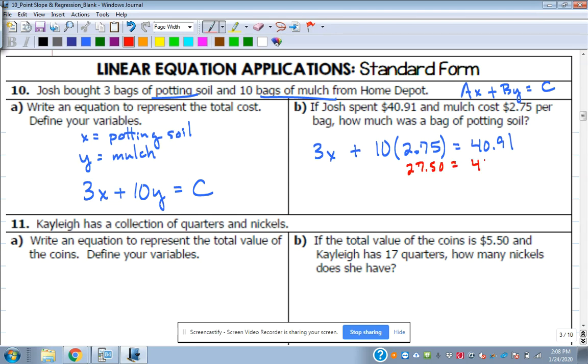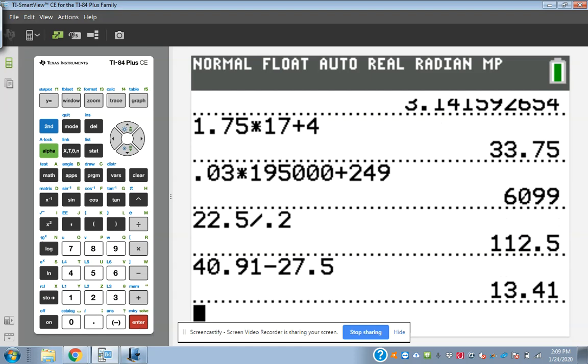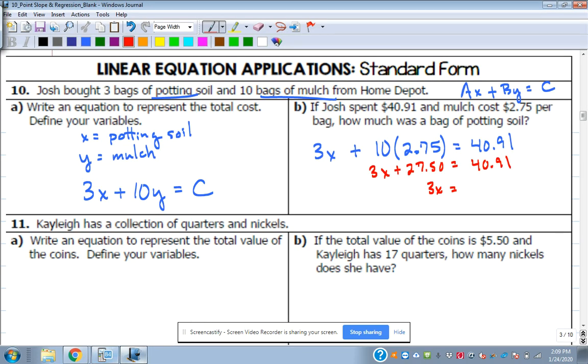So this is going to be $27.50. I've got to subtract that from $40.91. 40.91 minus $27.50 is $13.41. Divide that by 3. Expensive potting soil.